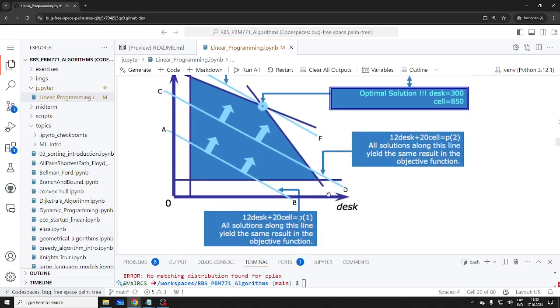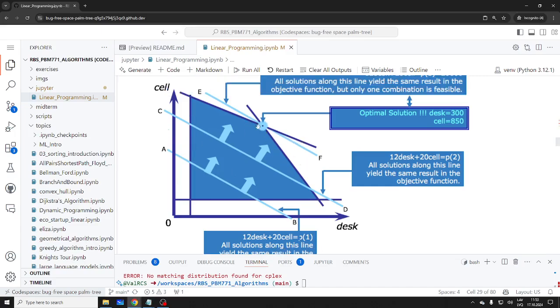So again, all solutions along this line yield the same value. So basically, this is our winning formula, this is the winning line, but only one point lies on our cross here. If you think about it, it's also possible to have infinite solutions. How is that possible? If this line happens to be exactly a bounding line, then you have multiple solutions.